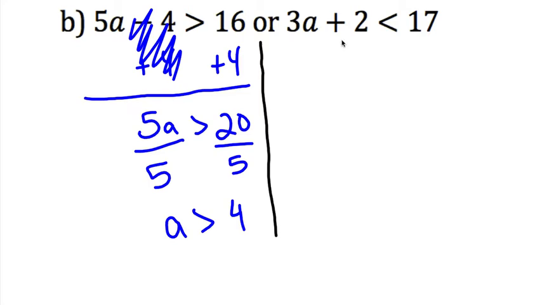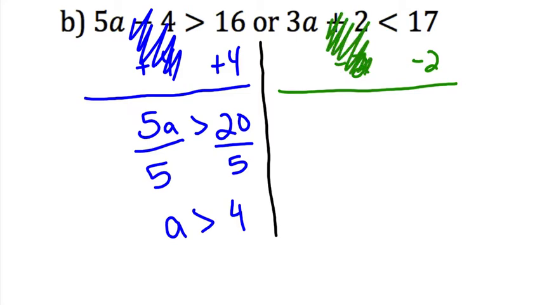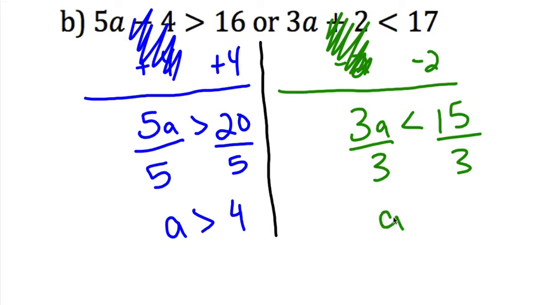Other inequality. I need to get rid of the 2 first, so that requires me to subtract 2. I want that to be a 0, so 2 minus 2 is 0. Now I'm left with 3a. Still working towards my goal of getting this to 1a. I'm almost there. Last step I need to do here is divide both sides by 3. And I'm left with a is less than 5.